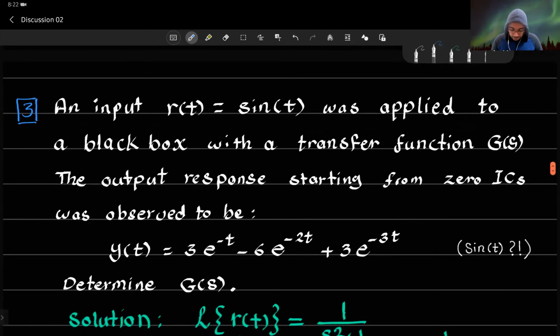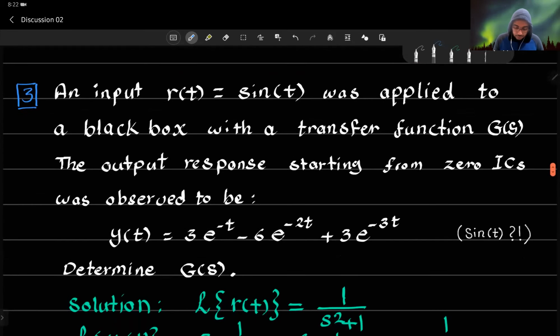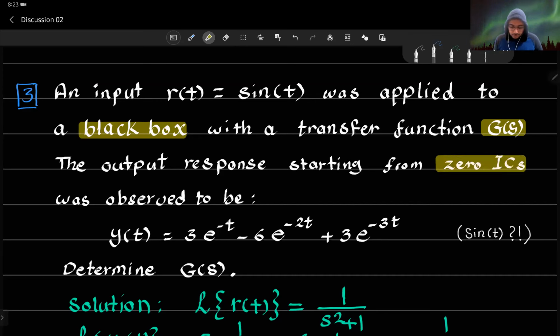The third problem: we are given that an input r(t) equal to sine of t was applied to a black box system with some transfer function G(s). Okay? And we assume that this transfer function is linear. And the output response, starting from zero initial conditions, was observed to be this expression.